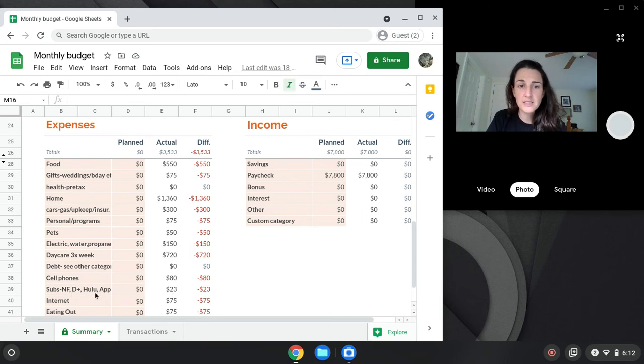Subscriptions: Netflix, Disney Plus, Hulu, Apple. $23 a month. We have a kid. We don't pay for cable like many millennials. So this is what we do: subscription services.